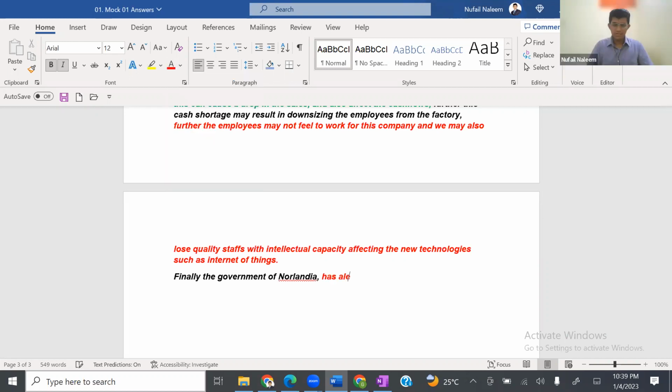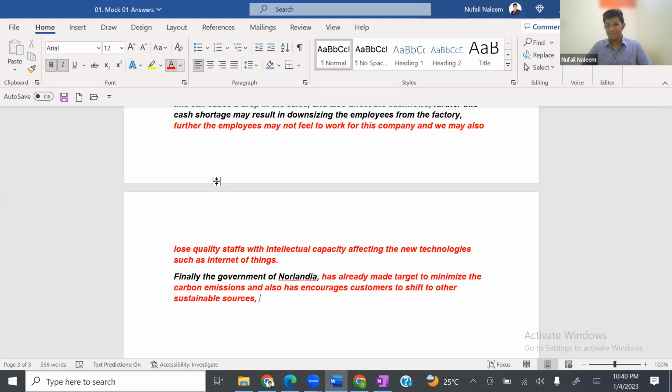Has already made targets to minimize the carbon emission, and also has encouraged customers to shift to other sustainable sources. Correct or not correct, students? Yes, sir. Other sustainable sources. So students, I will continue this also.